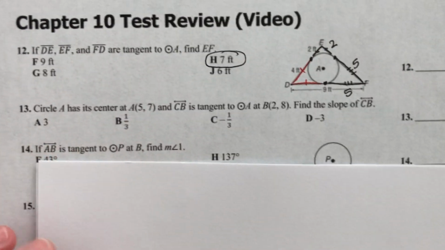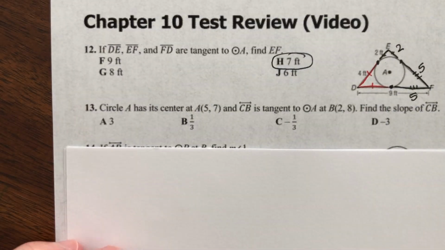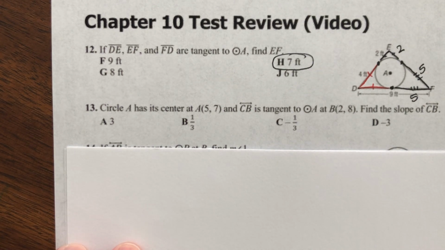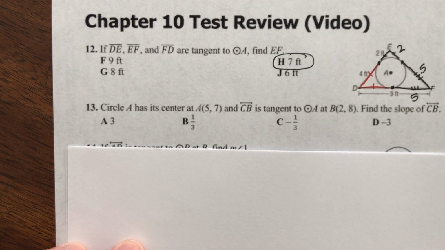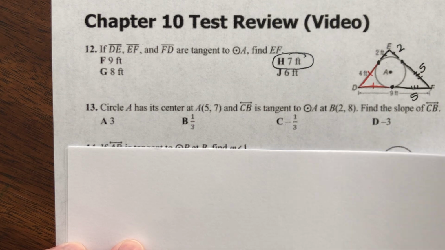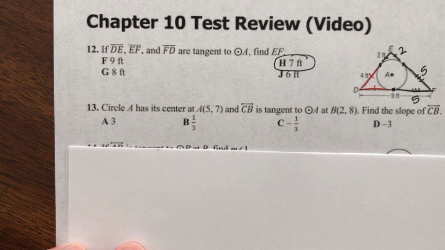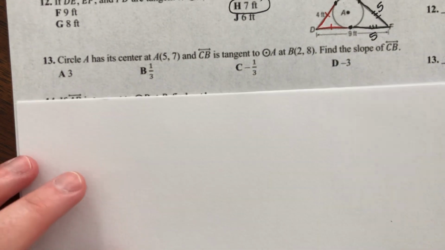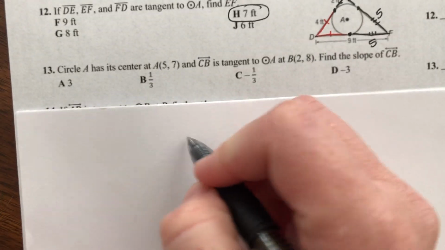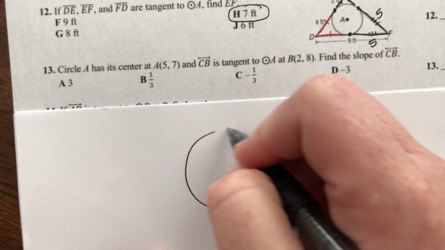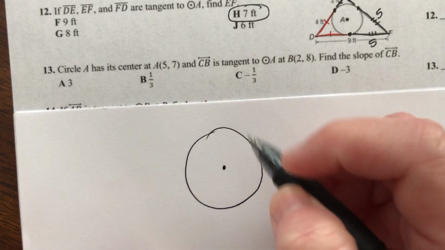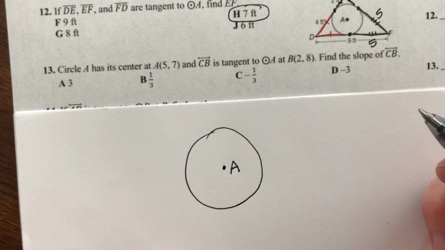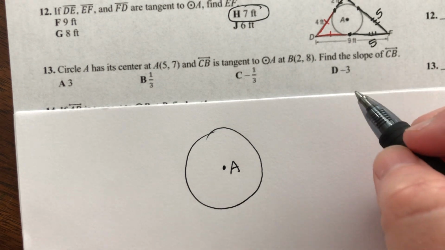Number 13, circle A has its center at 5, 7, and CB is tangent to circle A at B, B 2, 8. Find the slope of CB. So we need to draw this out to kind of see what they're talking about. All right, so we've got our circle, and this is circle A. So here's point A. And this is at 5, 7.